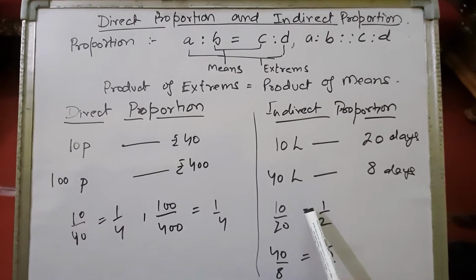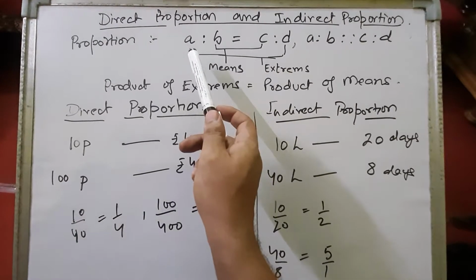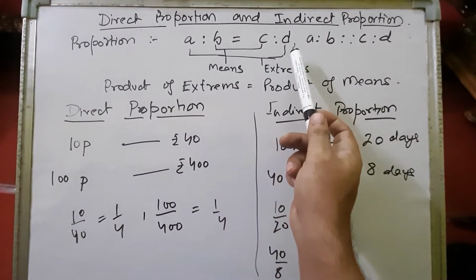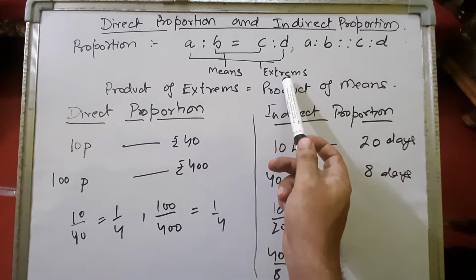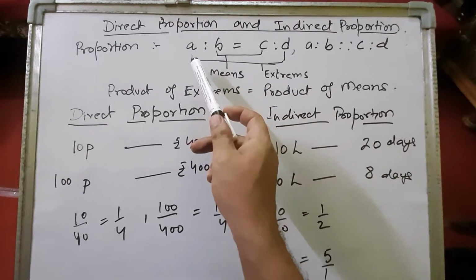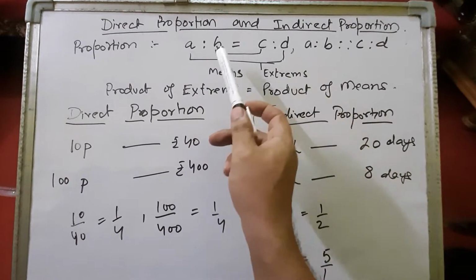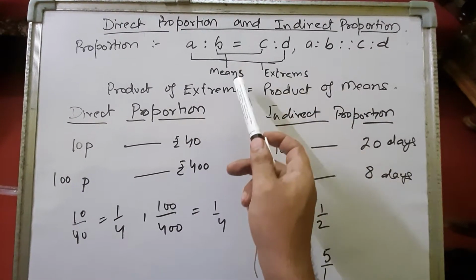If A, B, C, D are in proportion, then the first and the fourth term will be called extremes. What will it be called? Extremes. First and fourth term. And the second and third term will be called means.